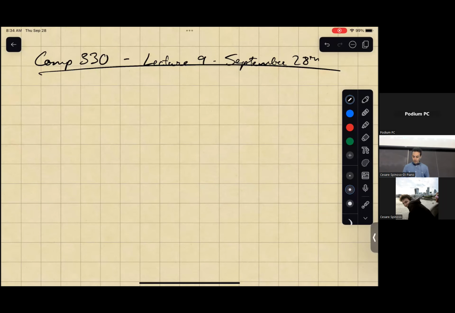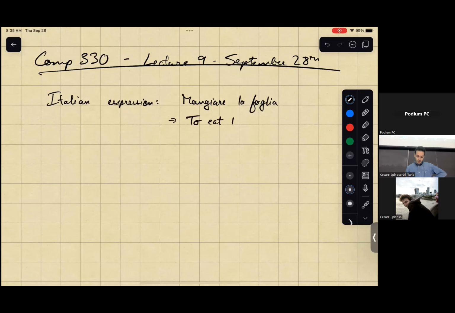So as usual, to get started, let me give you an Italian expression while people are settling down. So the Italian expression of today is the following. Let me just minimize this and then put it there. If you speak some French, then you might be able to translate this directly. The Italian expression of today is mangiare la foglia, the literal meaning of which is to eat the leaf, as in a maple leaf or a leaf from a branch.